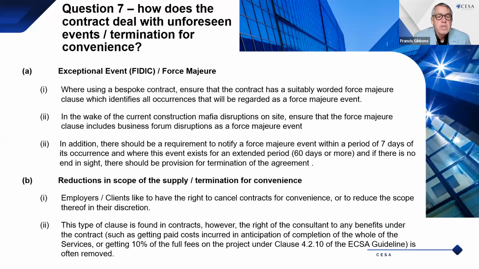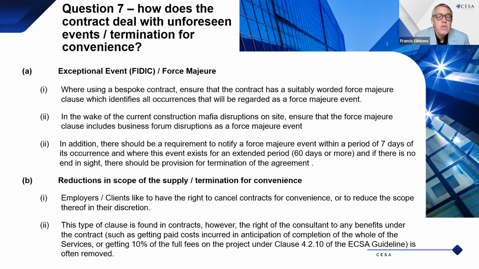All right, question 7, how does the contract deal with unforeseen events and termination for convenience? So exceptional events or force majeure, they're called exceptional events in FIDIC. So when using a bespoke contract, so one that's been prepared by the client, ensure that the contract has a suitably worded force majeure clause, which identifies all occurrences that will be regarded as a force majeure event.